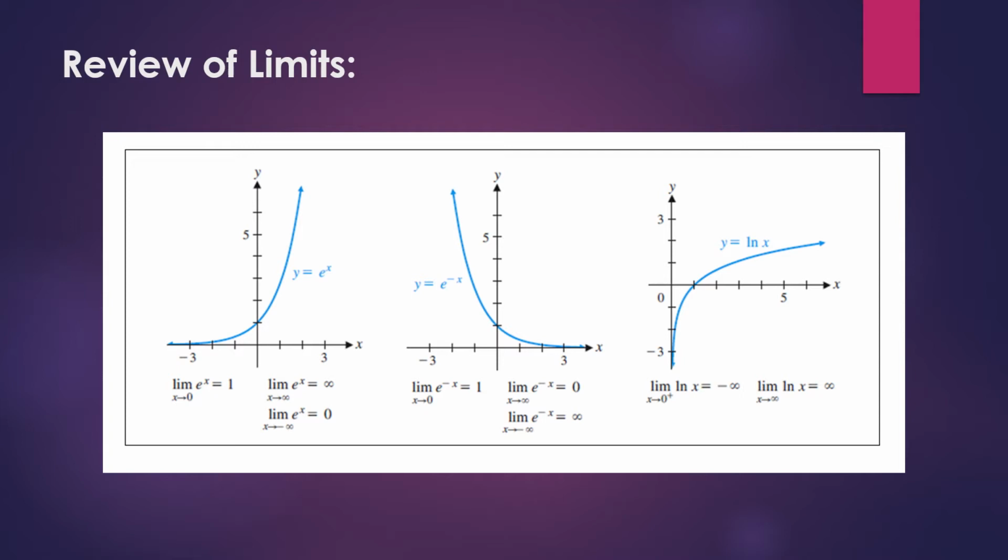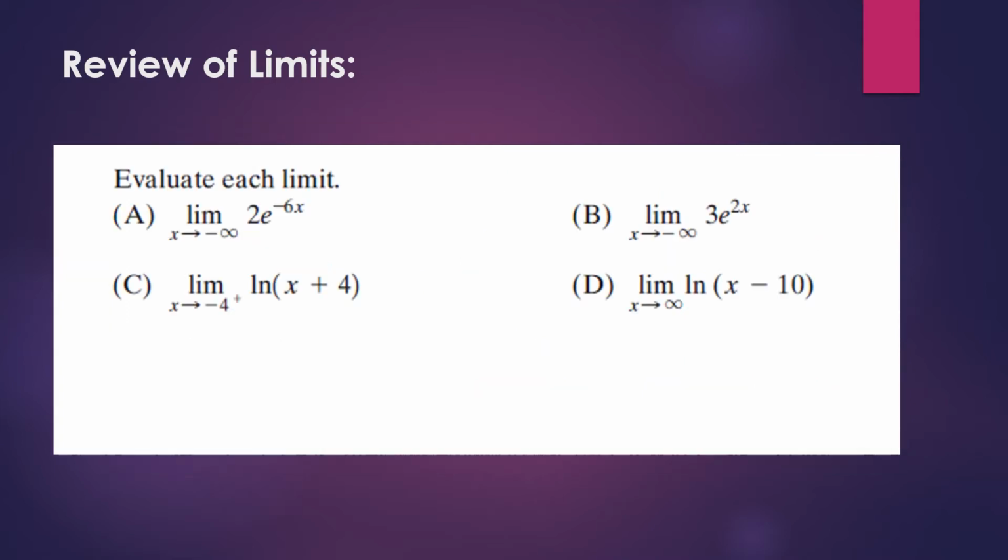So take a look at these. If they don't make sense, it might be worth looking back at chapter 3, but these are also some limits that we may come across later in this section that we're going to use L'Hopital's rule on. So it says evaluate each limit. So the limit as x approaches negative infinity of 2e to the negative 6x.